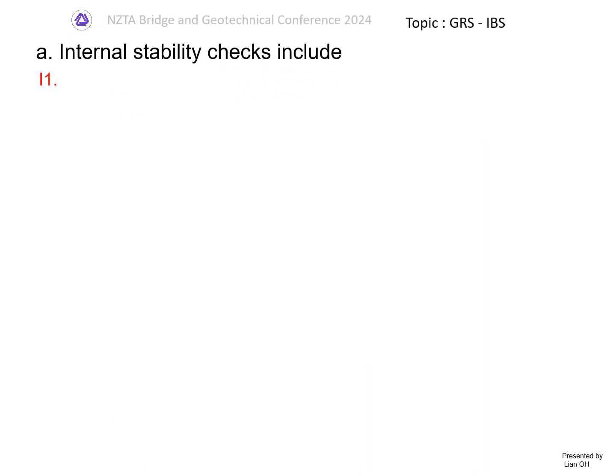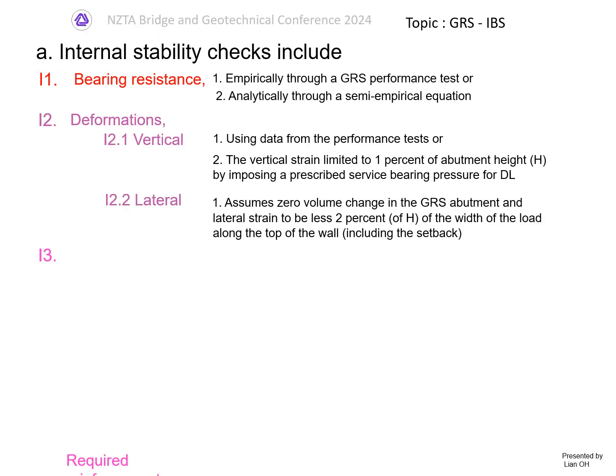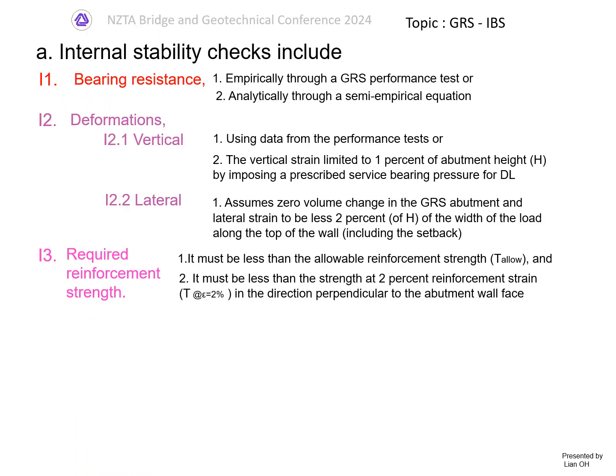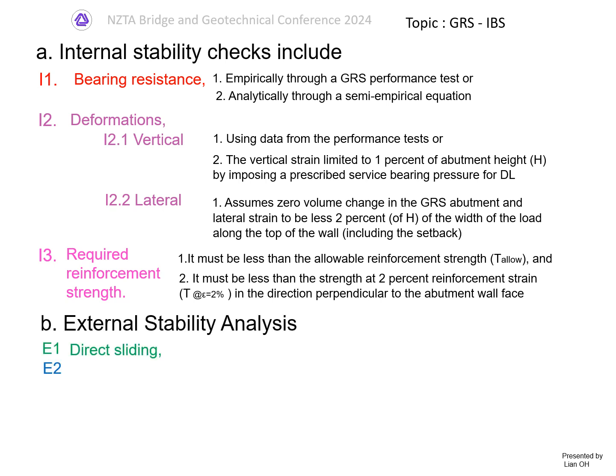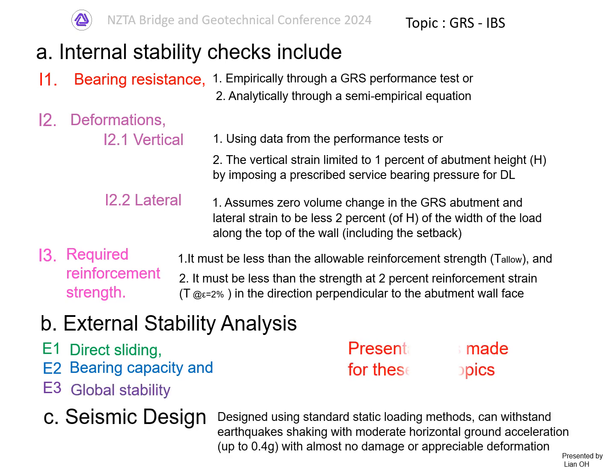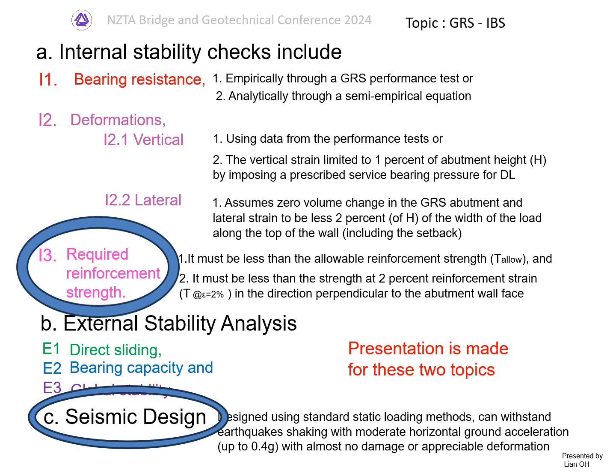The three internal stability checks are: 1. Bearing resistance. 2. Deformation. 3. Required reinforcement strength. The three external stability analyses are: 1. Direct sliding, 2. Bearing capacity, 3. Global stability. GRS-IBS has an inbuilt 0.4 g seismic capacity.